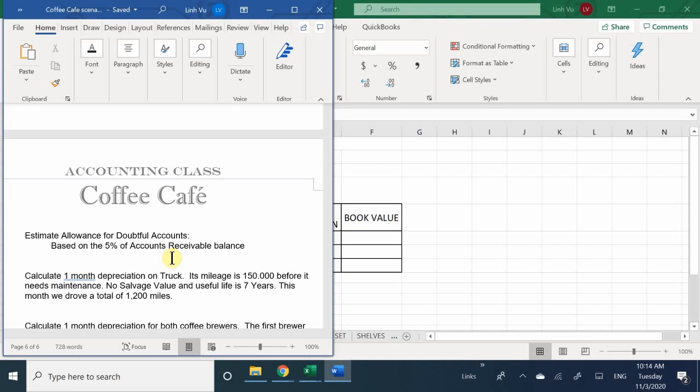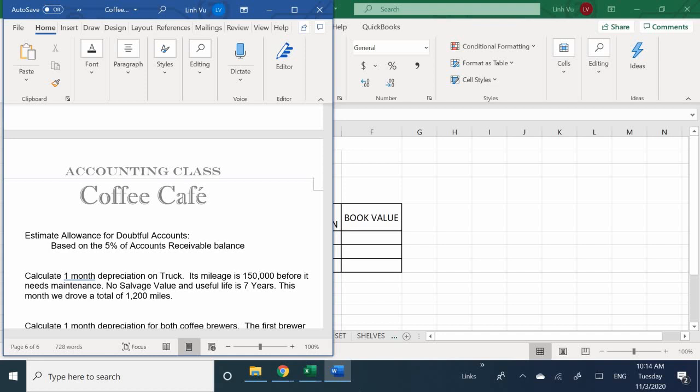Is that 150,000 miles or just 150 miles? It's 150,000. Oh, I see. That's supposed to be a comma. Okay. So its mileage is 150,000 before it needs maintenance, no salvage value. Its useful life is 7 years. This month we drove it a total of 1,200 miles.